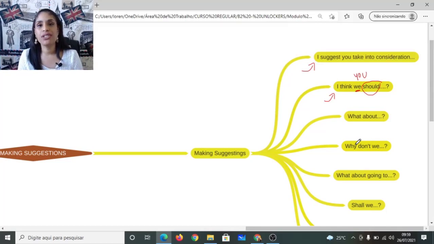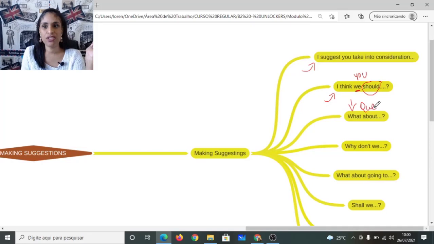So I think we should, for example, oh, what are we gonna do on Saturday? So boring these days. Oh, I think we should go to the cinema. Or, which is more natural, how about the cinema? How about going to the beach? Okay, so in this way, how about is more natural, less formal. How about means, que tal? Que tal isso, que tal aquilo? Que tal isso ou aquilo?